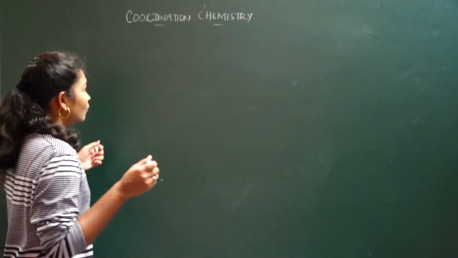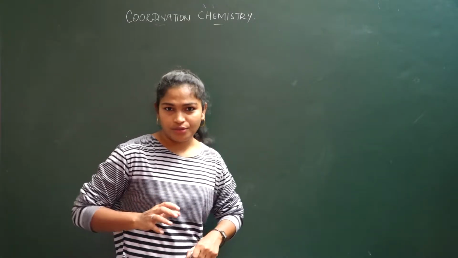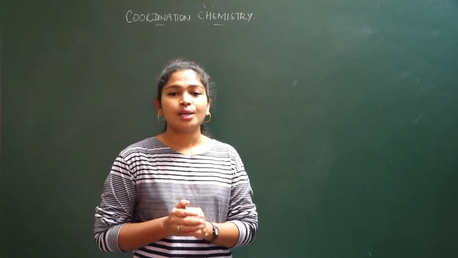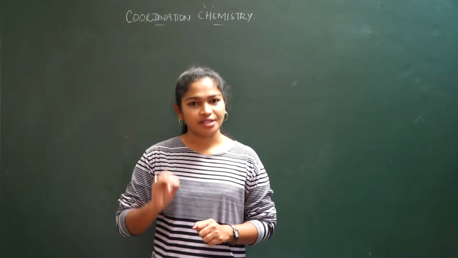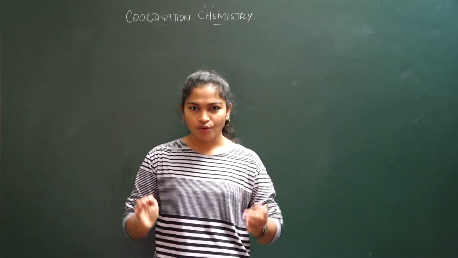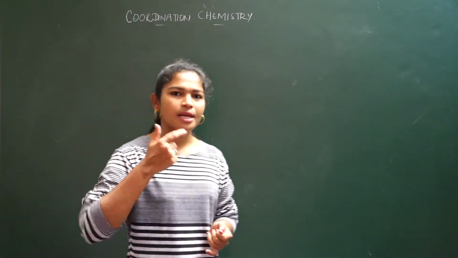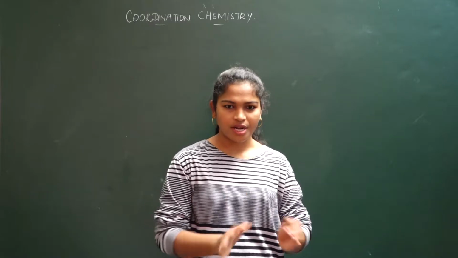So actually, what is a coordination compound? A coordination compound is a molecule which contains a metal at the center, and that metal is bound by ligands. Those ligands may be ions, molecules or atoms. So that is a coordination compound.